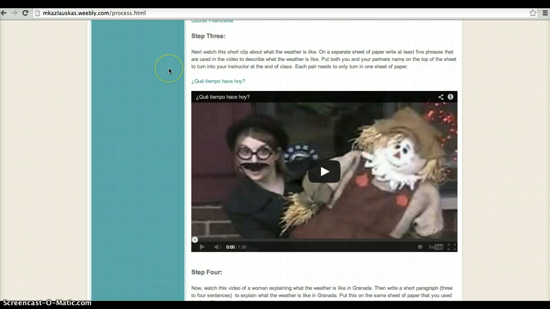In order to use the web quest in the classroom, the students will need some sort of headphones, or you could play this on the smart board for everybody, maybe make this step 1 instead. Then I said that you and your partner, on a separate sheet of paper, write at least 5 phrases that are used in the video to describe what the weather is like. This can make sure that the students are paying attention throughout the web quest, and then they can turn it in at the end.